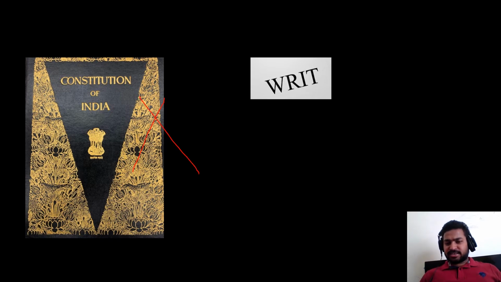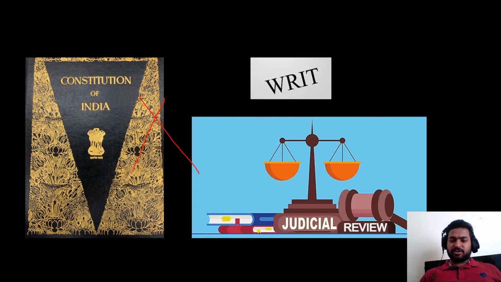We all know that there are some fundamental rights which are guaranteed, and one of them is Article 32, the right to constitutional remedies, which includes the five writs. To enforce these writs, the Supreme Court of India exercises power through Article 32, and the High Courts through Article 226, exercising writ jurisdiction to safeguard fundamental rights.